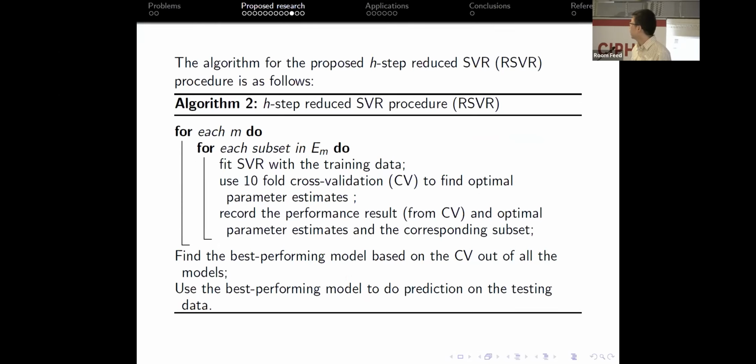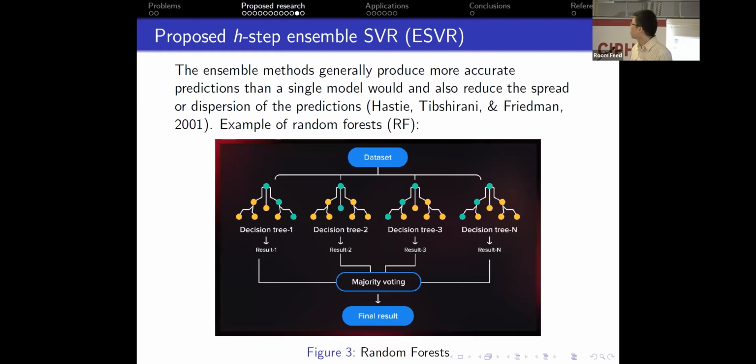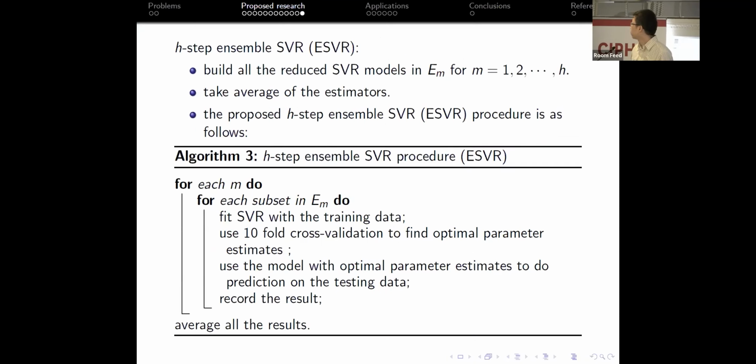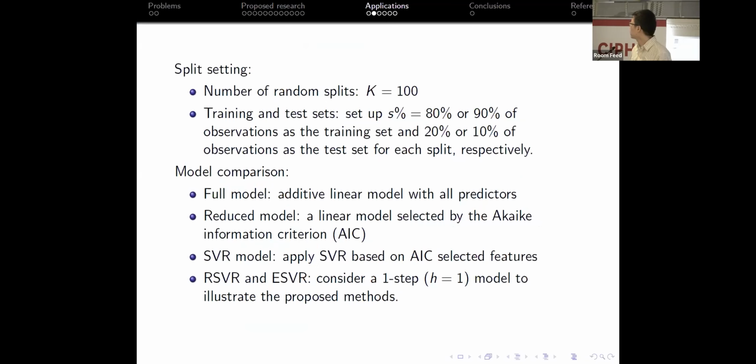The other method we propose is called ensemble support vector regression. In this case, we just average all these possible models. Okay, let's focus on the example.